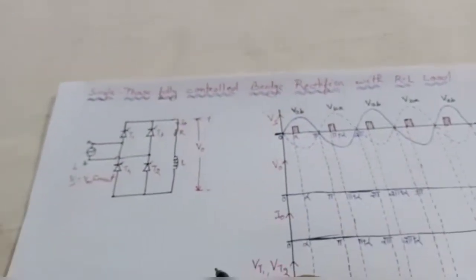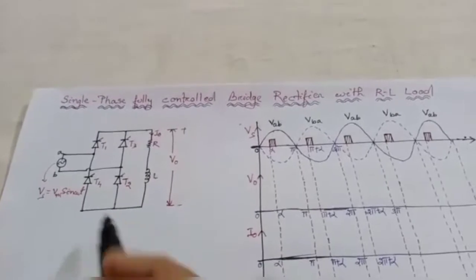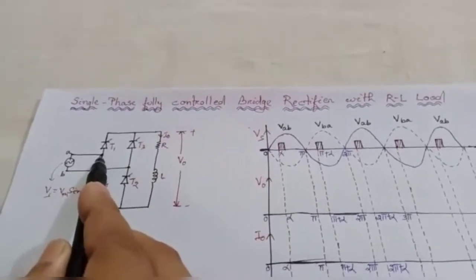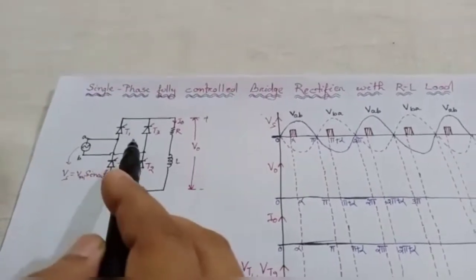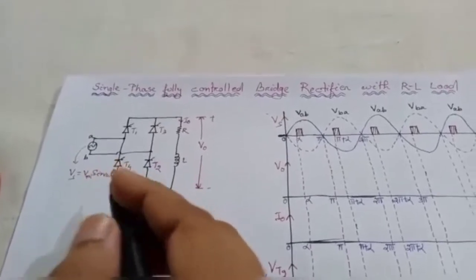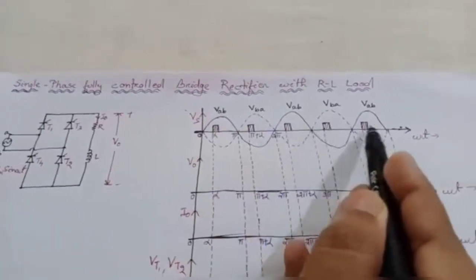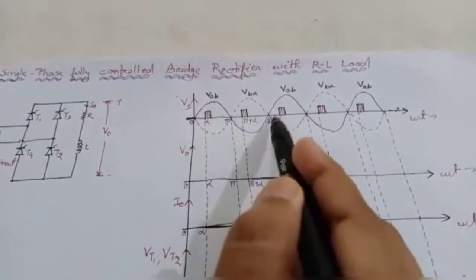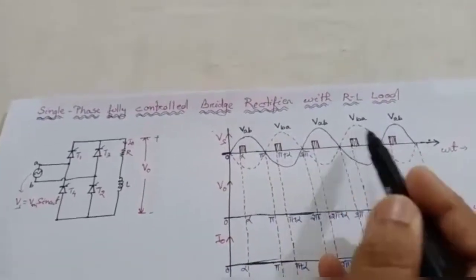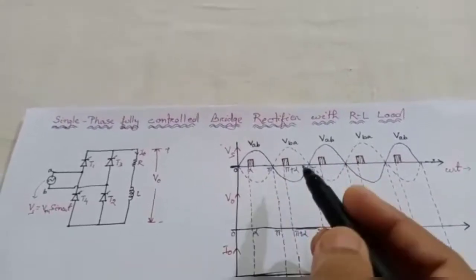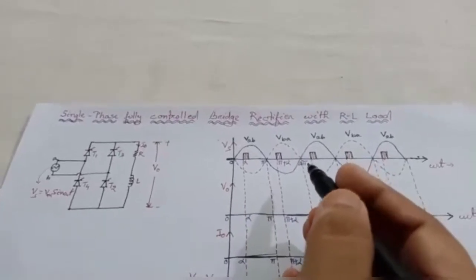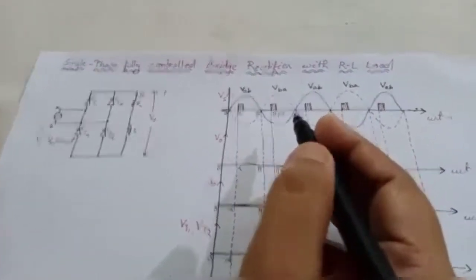Our input supply voltage is a sine wave. Here I have given the names A and B. For the positive half cycle the voltage is VAB. For the negative half cycle it is reversed, meaning it is VBA. This is the waveform of the input voltage. This is the positive one, VAB, and this one is the negative voltage, VBA.